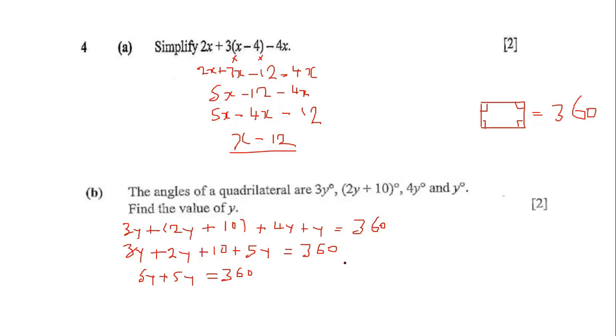Then this 10 will go on the other side, which will be minus 10. So this gives us 10y. So 10y is simply equal to 350. So 350 will be divided by 10. Even this side also will be divided by 10. So that one and that one goes. Then you just cancel the zeros here, and we have the value of y being equal to 35. So we have found the value of y. All right.